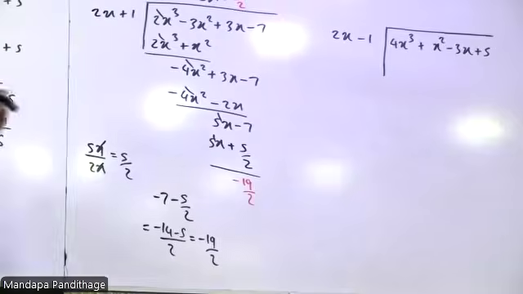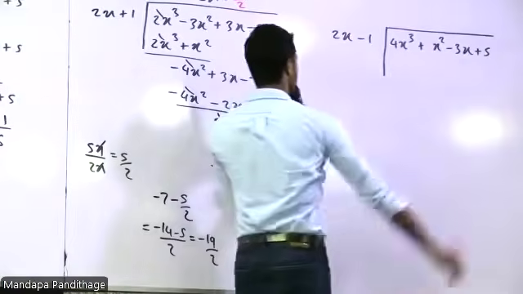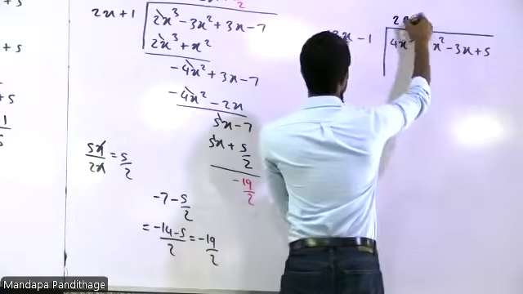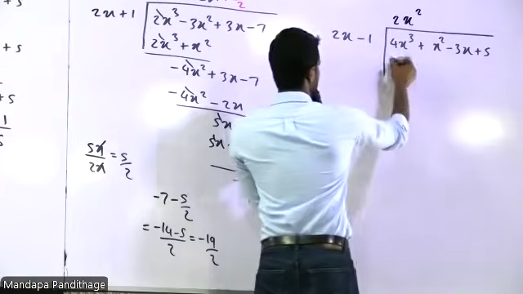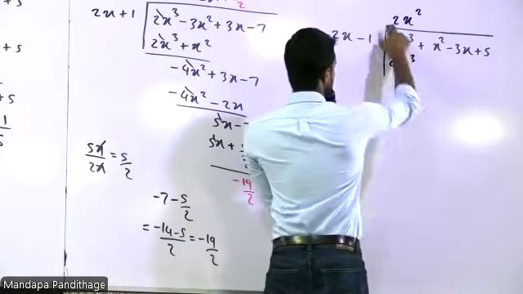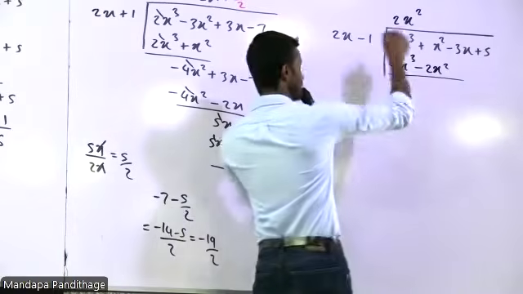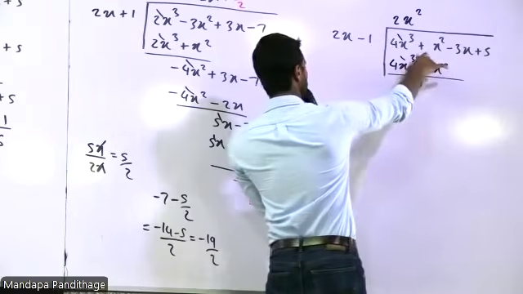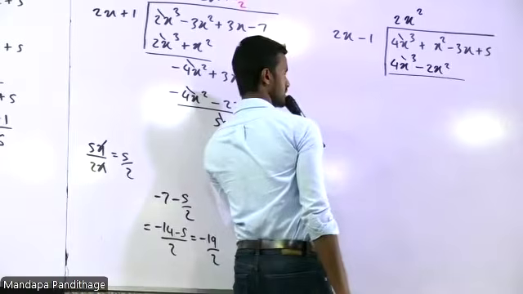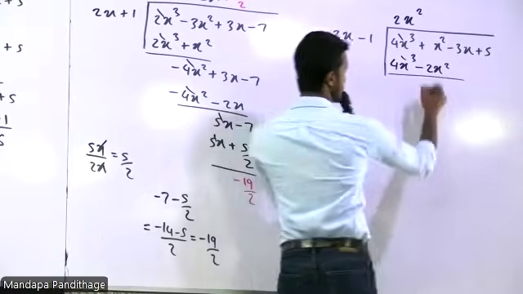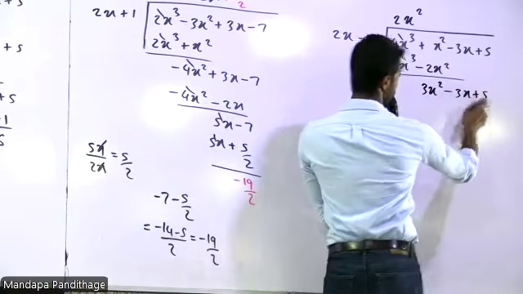Okay, do this one slowly. So 4x cube divided by 2x, it's 2x squared. No? Because 4 divided by 2 is 2. So when you multiply, you are getting 4x cube. Here you get minus 2x squared. Okay. So here, these two cancel off, and 1 minus minus 2 is 1 plus 2. So 1 plus 2 is 3. So it becomes 3x squared minus 3x plus 5.